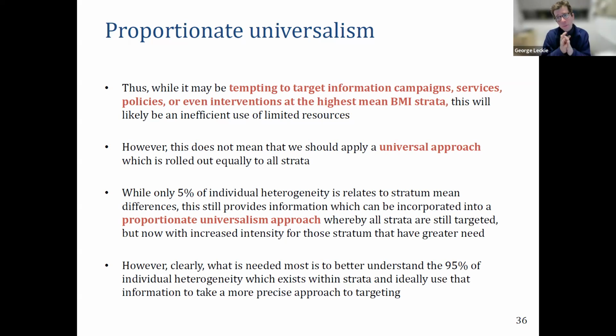But really, more fundamental than all of this is what about the 95% of individual heterogeneity, which is unrelated to sociodemographic inequalities? What are the variables which are explaining that? We really need to get a better handle on that. And those variables would clearly allow us to do a more optimal targeting of limited resources in such campaigns as to address BMI.